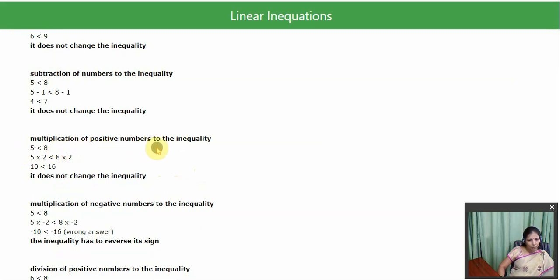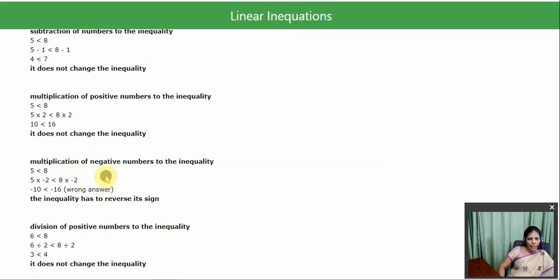Multiplication of positive numbers to the inequality. Now the same example again, I am taking 5 is less than 8, which is a true statement. Now I am multiplying a positive number on both the sides. So here the result is 10 and here the result is 16. So again 10 is less than 16. It does not change the inequality. Here the inequality does not change. Right? Now we will come to the multiplication of negative numbers to the inequality.